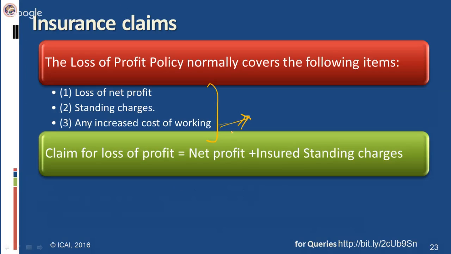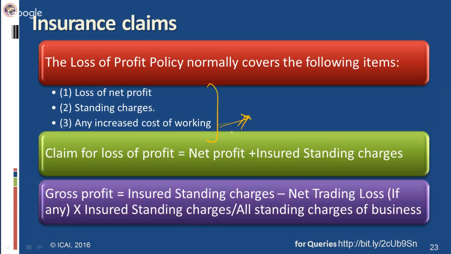There are two things which will be covered therein. One is net profit, which has been lost due to that contingency, due to the mishap, and one is insured standing charges. Standing charges may be insured if agreed with the insurance company. They are generally insured. Gross profit, insured standing charges minus net trading loss, if any, and it will be proportionate to insured standing charges, and then all standing charges of the business.